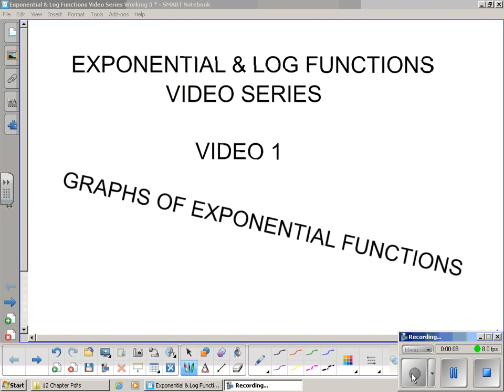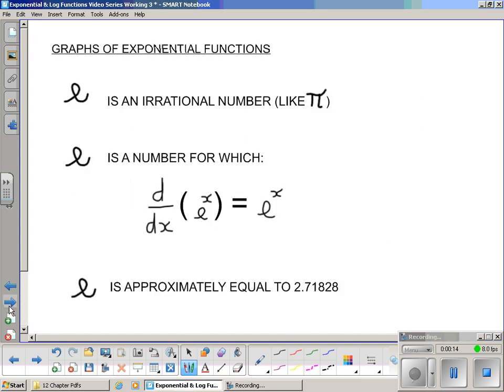We're looking first at graphs of exponential functions, but first we'll have a look at a special symbol by the name of e. e is an irrational number, a bit like pi. It's a special number with a special property, and that property is that the differentiation of e to the x is e to the x. So it's the only term really, e to the x, whereby the differentiation of the value ends up not changing it. The differentiation of e to the x is still e to the x.